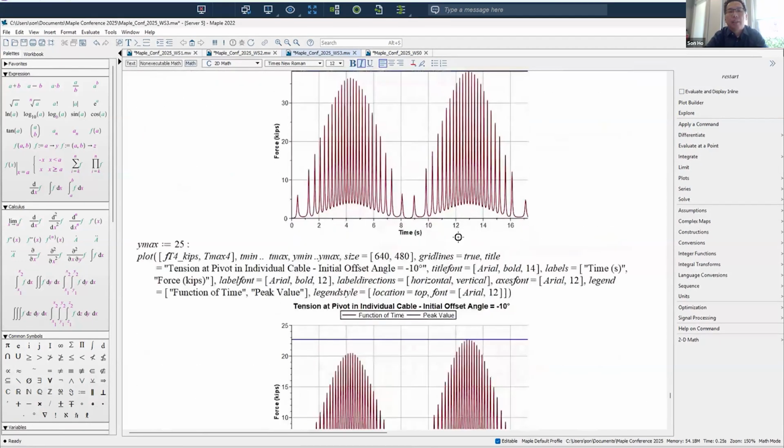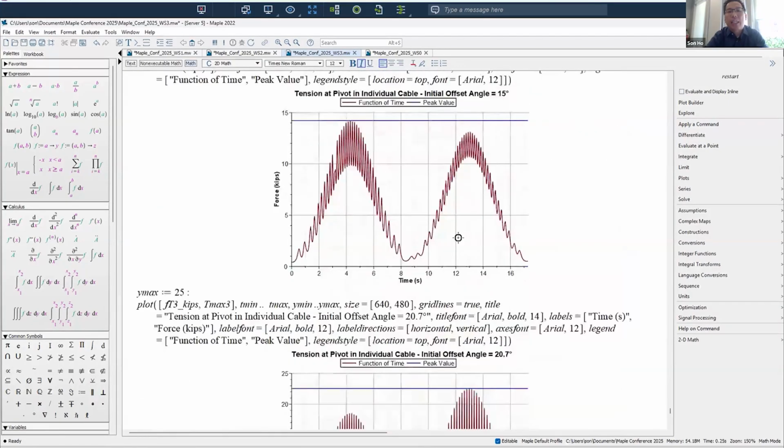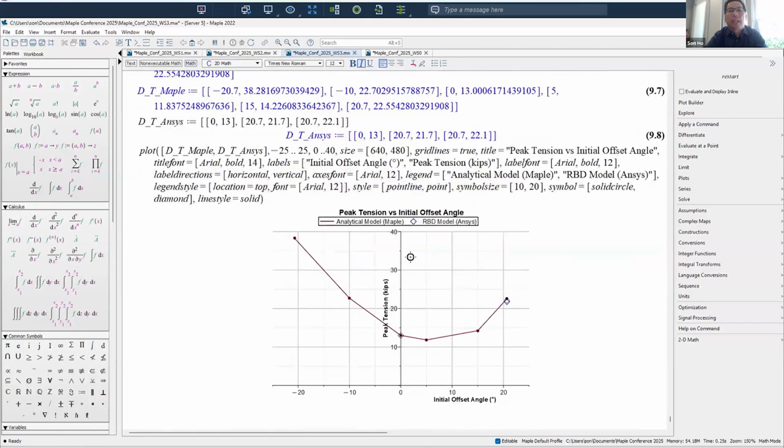And then through all the exercise, I plot the peak tension versus the initial offset angle, and then I compare that to the rigid body dynamics model from ANSYS. ANSYS is an FEA software, and it has a module for rigid body dynamics, and they are actually sitting on top of each other. So this is kind of an independent verification for ANSYS, or ANSYS do this one.